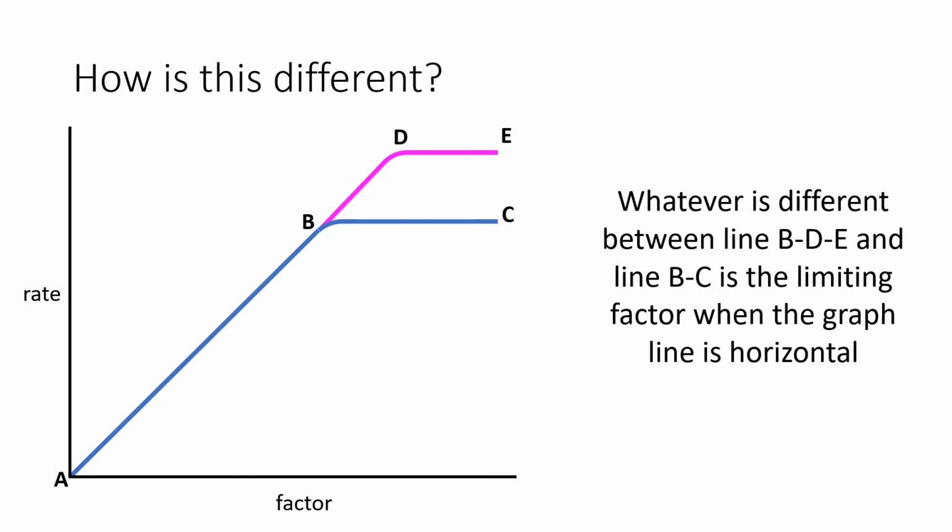Remember, when the line is horizontal, whatever that variable is not a limiting factor. When the line increases, then we know increasing that particular variable is increasing the rate of reaction, and therefore it was the limiting factor.